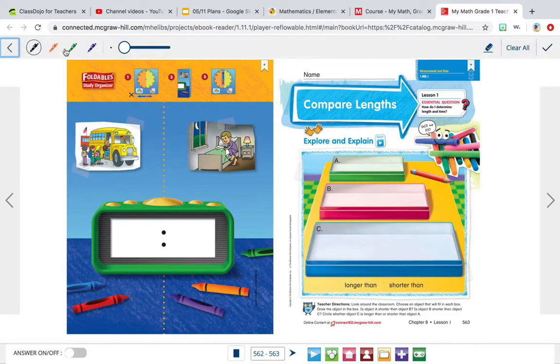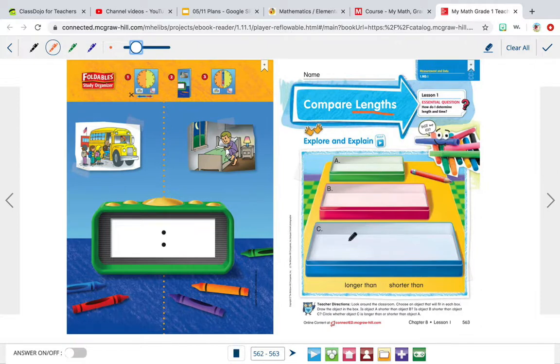What we're going to be doing is comparing lengths. Now, when we talk about lengths, we're talking about how long something is. It says, choose an object that will fit in the box. Is object A shorter than object B? Is object B shorter than object C? Circle whether object C is longer or shorter than object A.